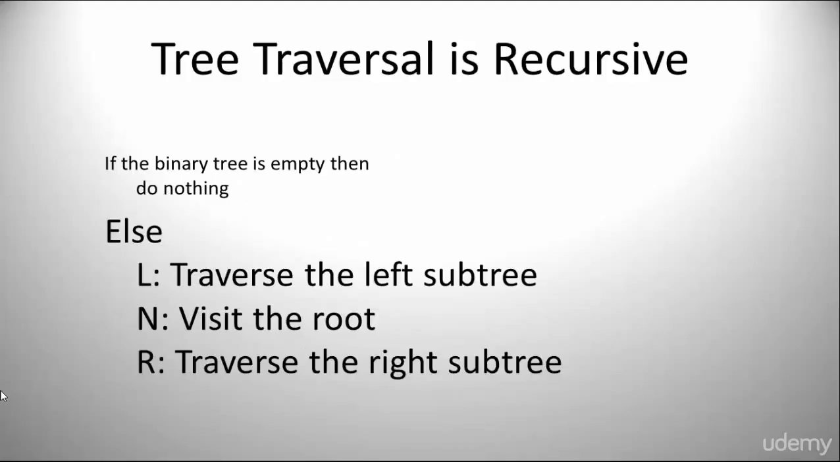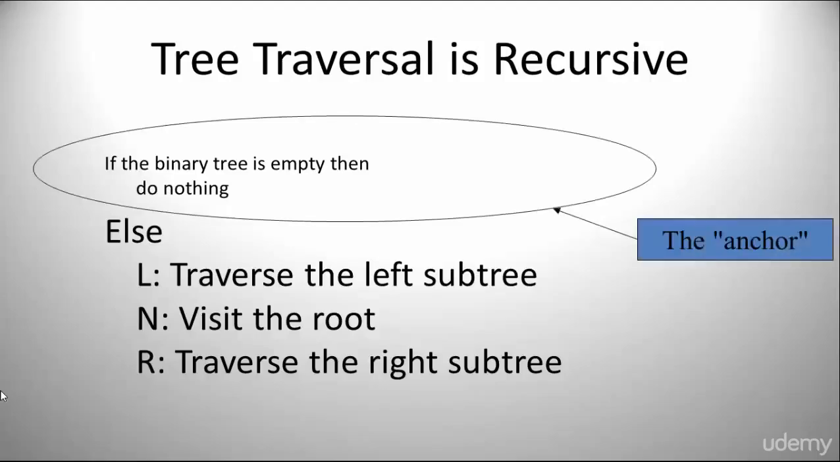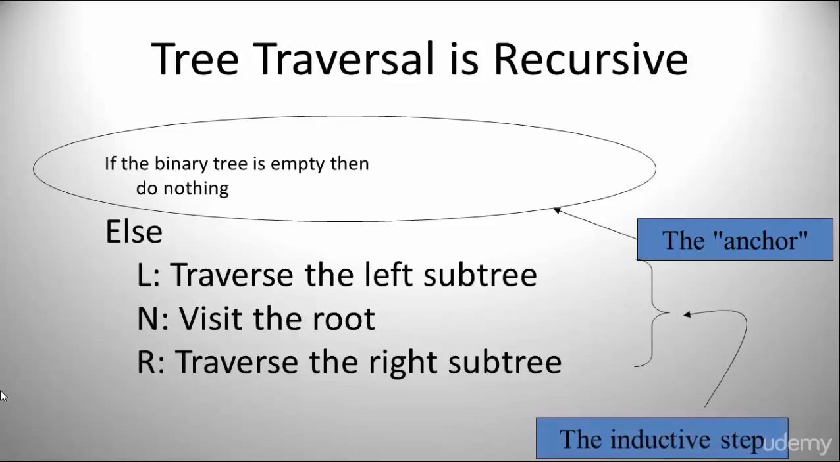The tree traversal is recursive. If the binary tree is empty, then do nothing. This is the anchor. Else, L, traverse the left subtree, N, visit the root, and R, traverse the right subtree. This is the inductive step.